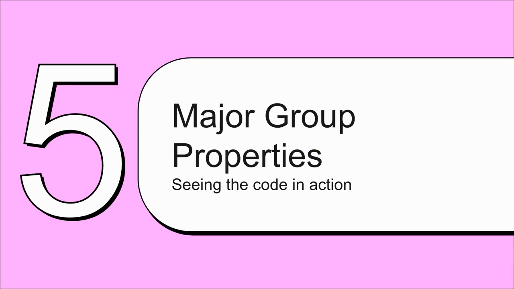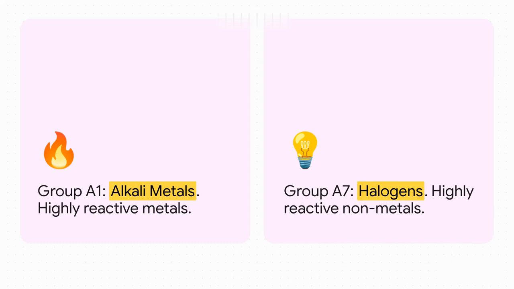Okay, now that we've got the theory down, let's see this code in action. We're going to take a look at a couple of these element families and watch how their shared address on the table creates these amazing, predictable patterns in how they behave. We're going to compare two really famous families from opposite sides of the table. Over in group A1, you've got the alkali metals. These are super reactive metals. And way over in group A7, we have the halogens, a group of equally reactive but totally different non-metallic elements.